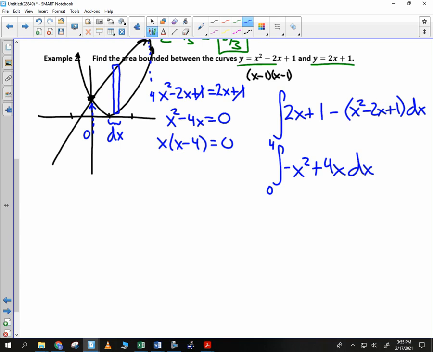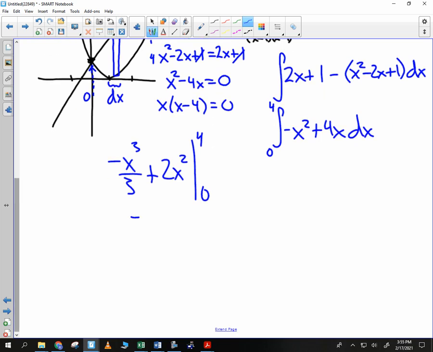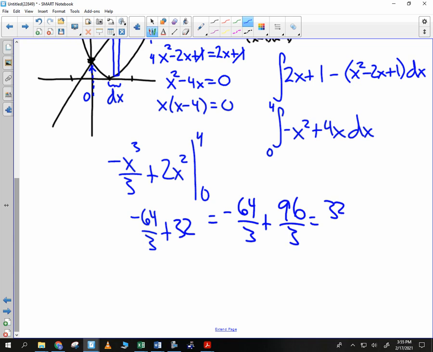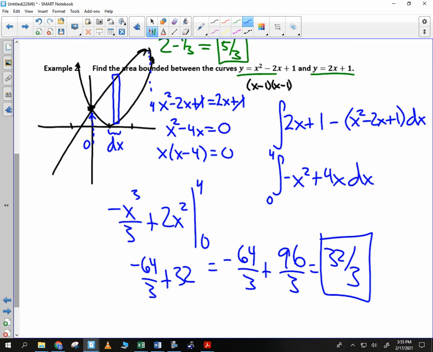The antiderivative of negative x squared is negative x cubed over 3. The antiderivative of 4x is 2x squared. We're going to evaluate it at 4 and at 0. If we plug in 0, we get 0. If you plug in 4, you get negative 64 over 3 plus 16 times 2, which is 32, or negative 64 over 3 plus 96 over 3, and that's 32 thirds. Really nice problem right there.